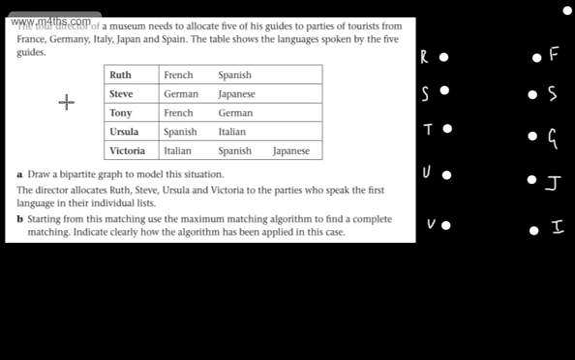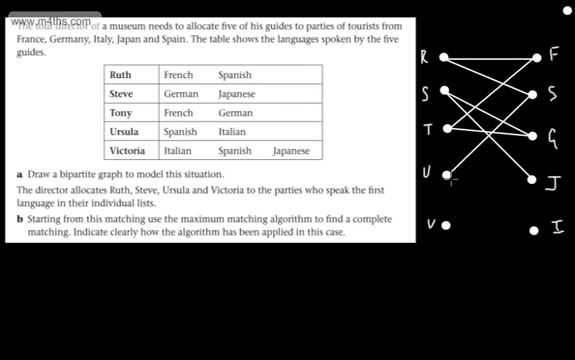This isn't yet an initial matching. I'll show an initial matching shortly. So Ruth speaks French and Spanish, so let's do that. Ruth is French and Spanish. We've got Steve, German and Japanese. We've got now Tony, French and German. We've got Ursula, Spanish and Italian, so there's Spanish and there's Italian. And then we've got Victoria, who's Italian, Spanish and Japanese, so up to Italian, up to Spanish, up to Japanese.